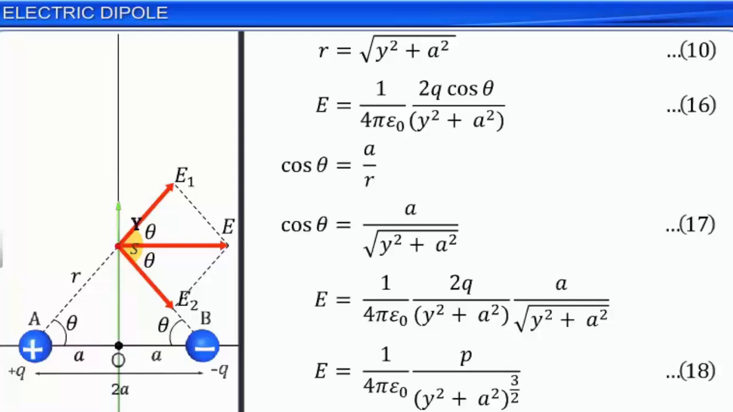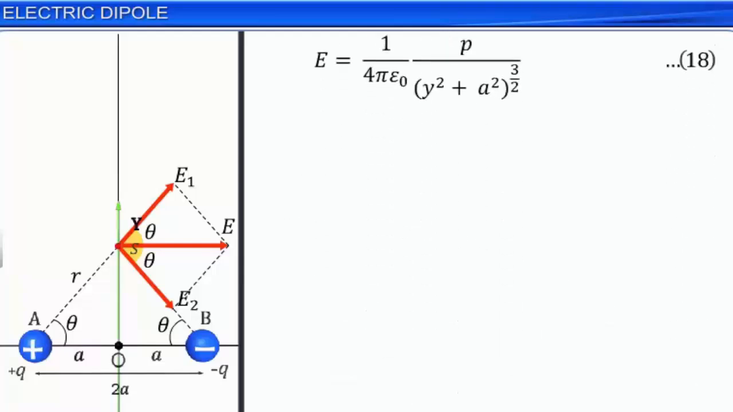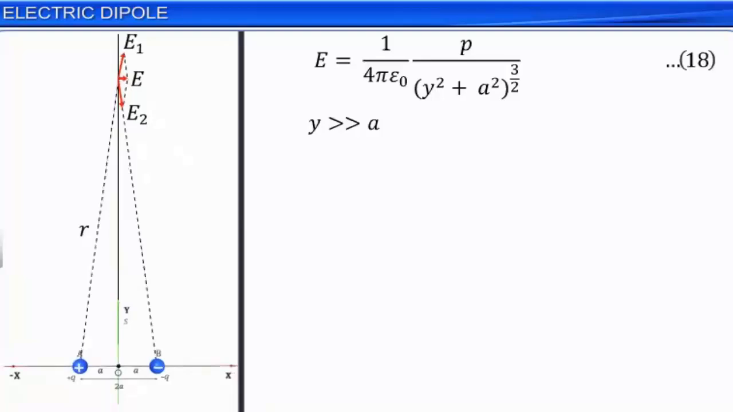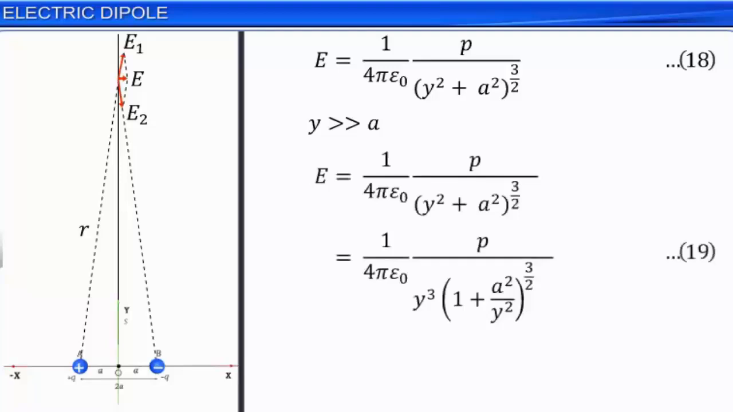When the point S is at a very large distance from the center O, then y is very large as compared to a. Then, writing the expression 18 as in equation 19 and neglecting the term a square by y square for y which is very large as compared to a, and on further simplification, we get E is equal to 1 by 4 pi epsilon naught P by y cube. Let this be equation 20.